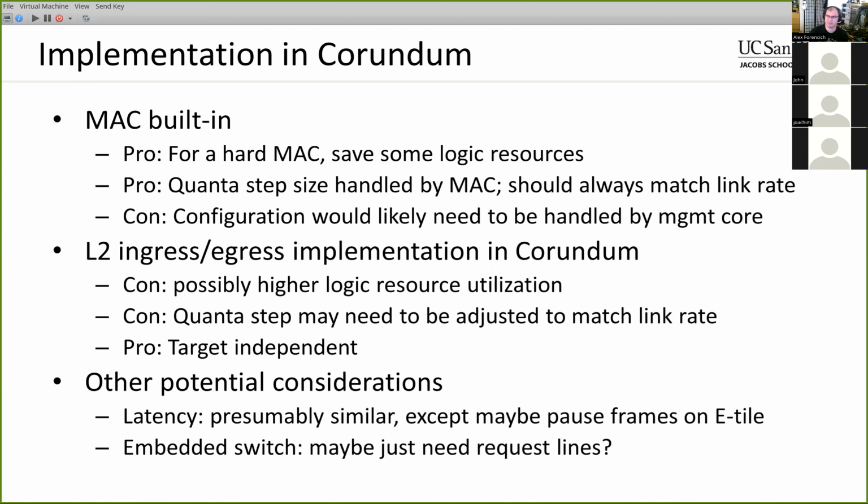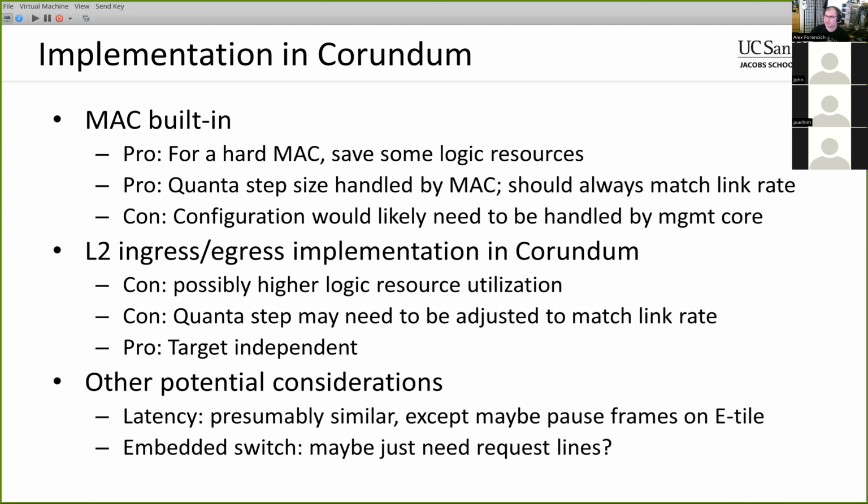You know, if you're reconfiguring link rate, potentially that would need to be adjusted, or we might need some additional connections. Haven't investigated that completely. But the main advantage is that it's going to be target independent. Doesn't matter what MAC is connected, doesn't matter what board you're running on, that logic will be the same. But there's another couple of other potential considerations as well.